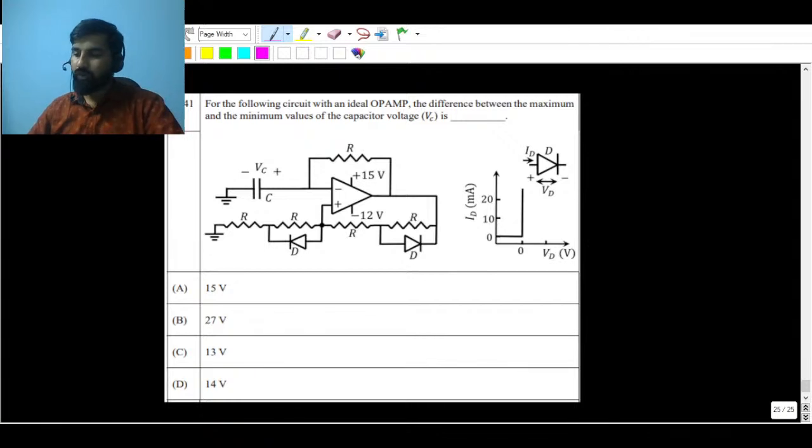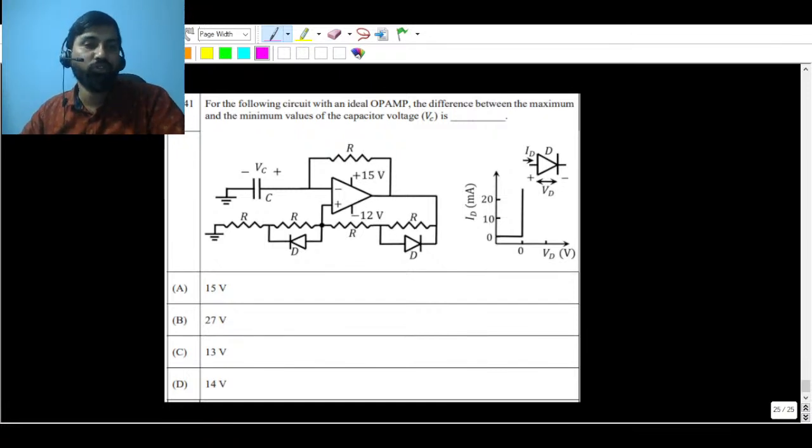Hi everyone. So let's solve again one of the very good problems asked in GATE 2022. Whenever you see this kind of a question, solve confidently. Don't feel like, oh, it's going to be a very tough question. This question was asked from GATE, from analog circuits.